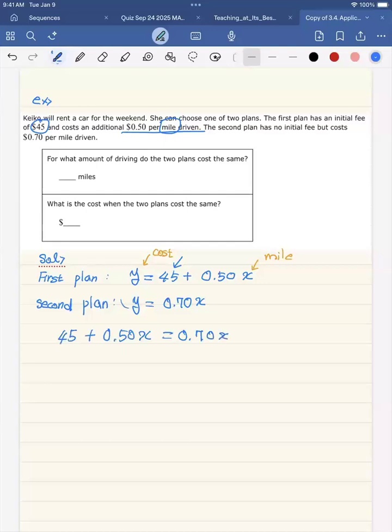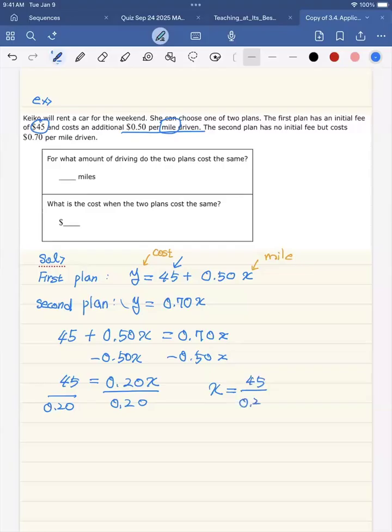So we subtract 0.50x on both sides. So that is 45 equals 0.20x. So we divide by 0.20 on both sides, then x equals 45 over 0.20. You use your calculator, then that's 225 miles.